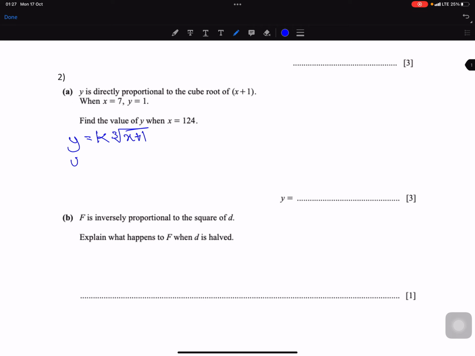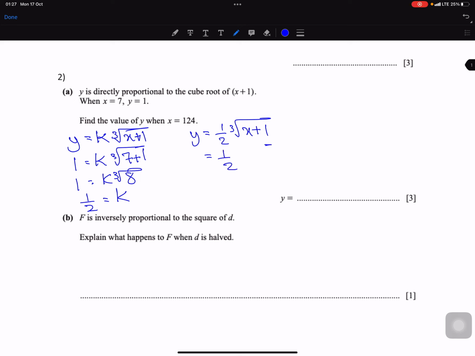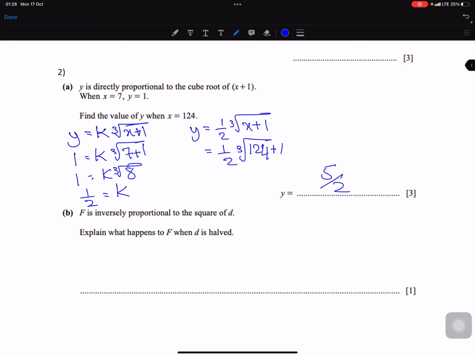When y is 1, so let me erase this. When y is 1, the cube root, x is 7, so 7 plus 1 is 8, so 1 equals k, the cube root of 8, 1 over 2 equals k. Skip the step here. So y equals 1 over 2, the cube root of x plus 1. Find y when x is 124, so half the cube root of 124 plus 1, which is 125. The final answer is just 5 over 2.